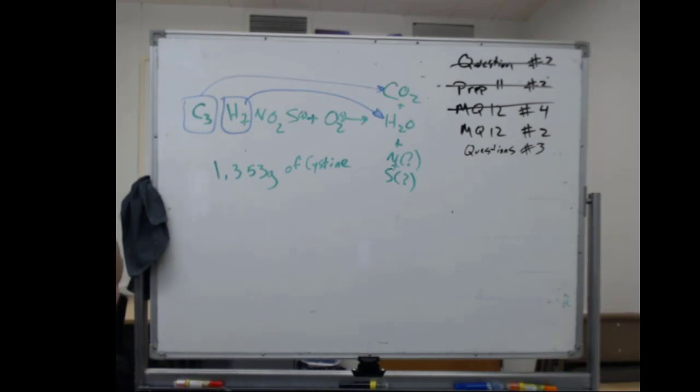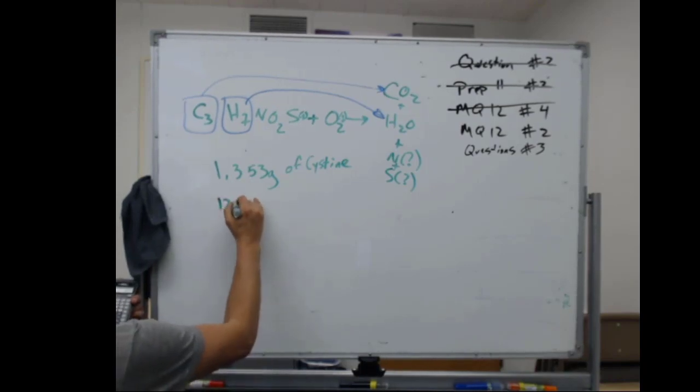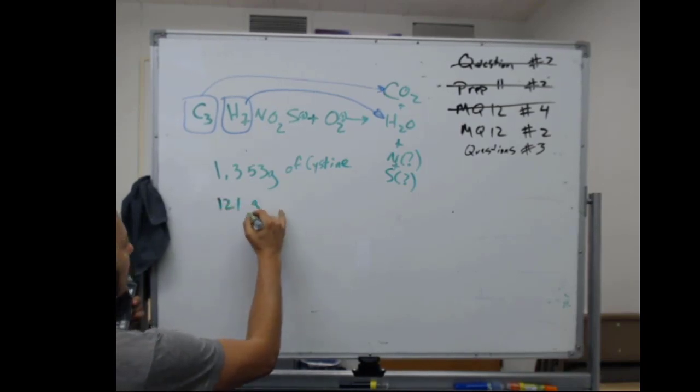Let's finish this problem. So we've got our carbon, 12 times 3. We've got our hydrogen, which is 7. We've got our nitrogen, which is 14. Our oxygen, which is 32. And our sulfur, I don't remember the mass of sulfur, 32. Again, please, if you've got a calculator handy, make sure I'm not messing this up. 121 grams per mole.